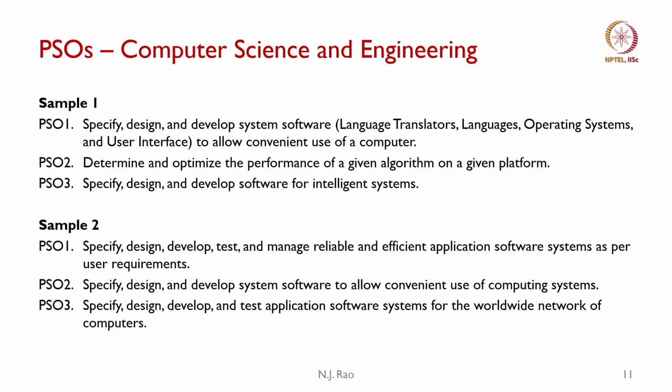Okay. Now this is another sample. I'm not working out all the details. Here are PSOs for computer science and engineering. These are 2 different sets of PSOs, and for each sample the actual number of the courses will be different.